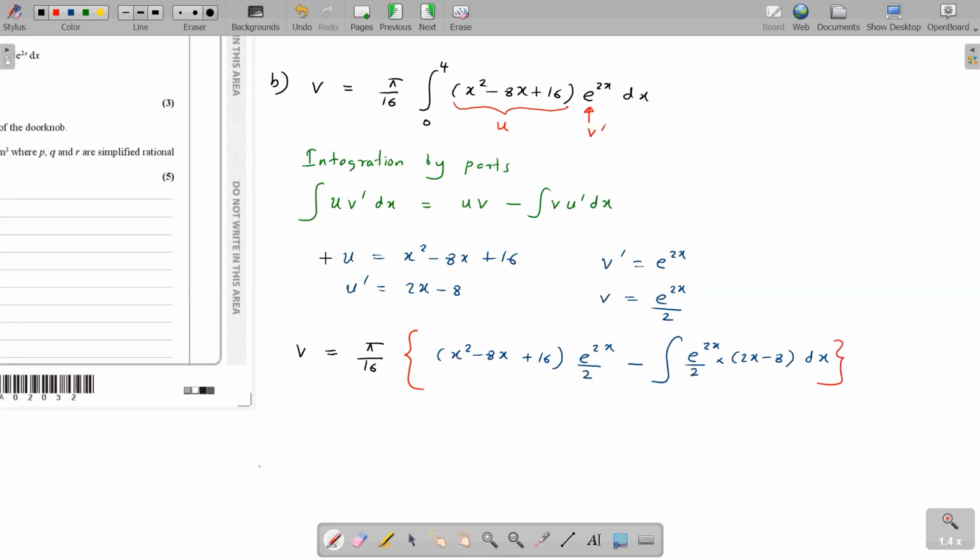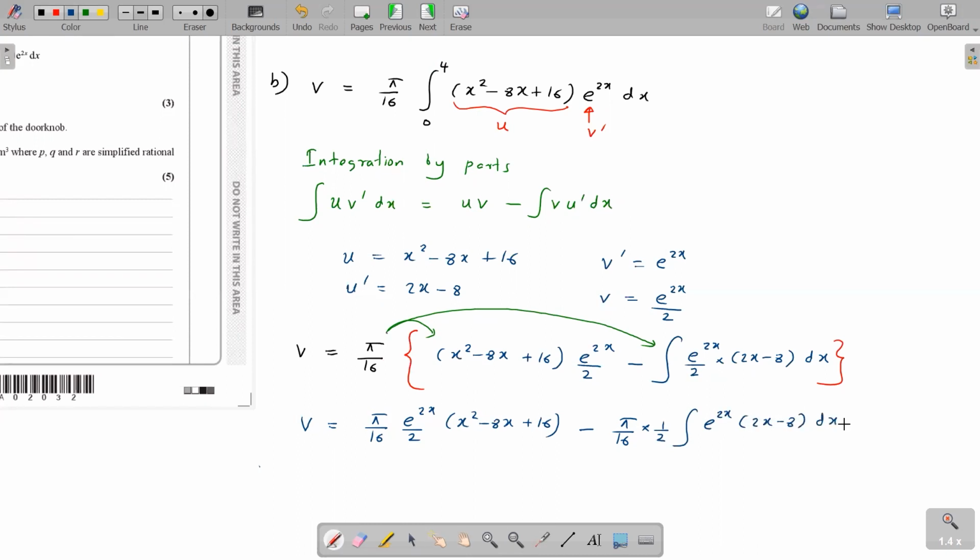And then I'll open the bracket with pi over 16. So I end up getting here volume equals pi over 16 times e to the power 2x over 2 times x square minus 8x plus 16. I arrange this. Here I get again minus pi over 16, and the 1 over 2 comes out front. So I get inside the integral sign e to the power 2x times 2x minus 8 with respect to x.